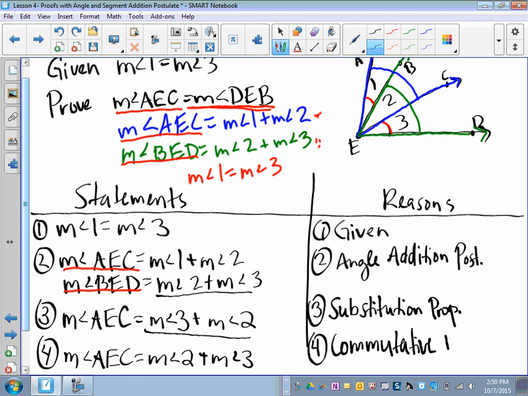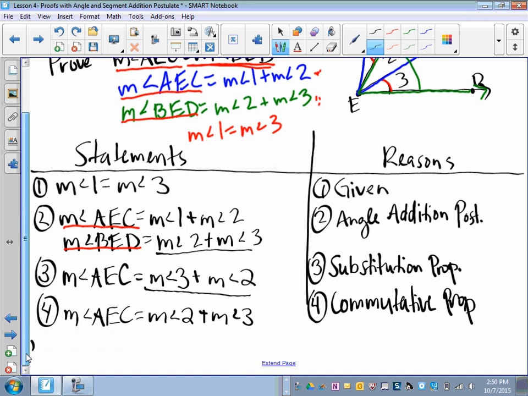Symmetric property, that's a good question. Can this be symmetric property? Symmetric property swaps them across the equal sign. So symmetric property would be saying the measure of angle 2 plus the measure of angle 3 is equal to the measure of angle AEC. So it moves it across the equal sign. This just moves the order of the terms. That's a good question.